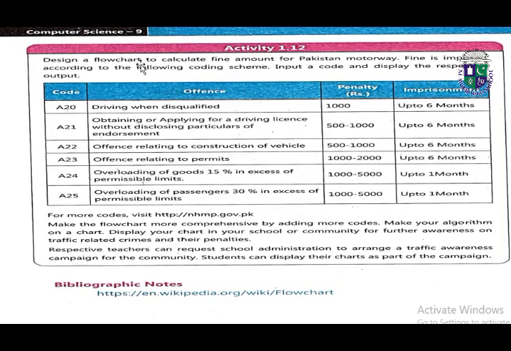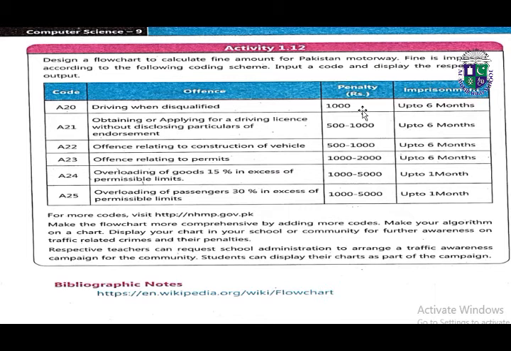Next, design a flowchart to calculate the fine amount for Pakistan motorway. Fine is imposed according to the following coding scheme. Input a code and display the respective output. So by using this table of different penalties or fines, here we have the codes for these. You can visit this website for more codes, or you can take help from this website of Wikipedia, wiki flowcharts, and by using this offense and penalty amounts, we will make a full flowchart.